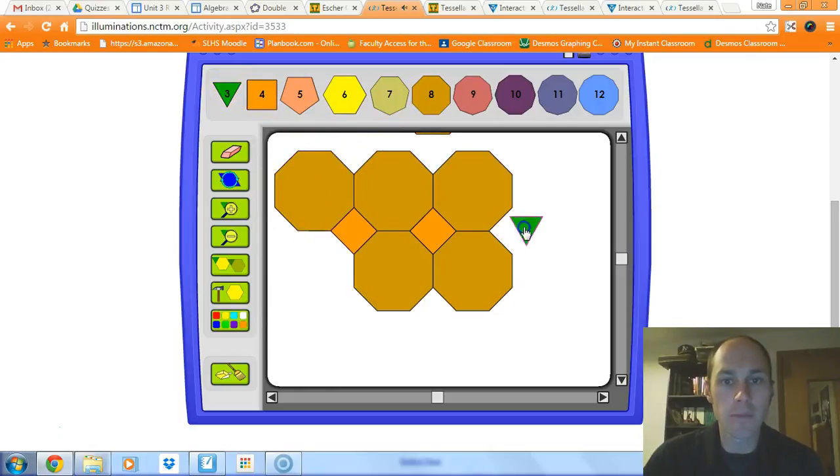Notice if I wanted, I could put an equilateral triangle, but notice that doesn't fit because there's not enough degrees to match up in there. So we would see that it does work with the square and the octagon.